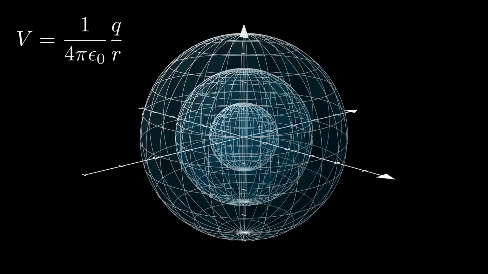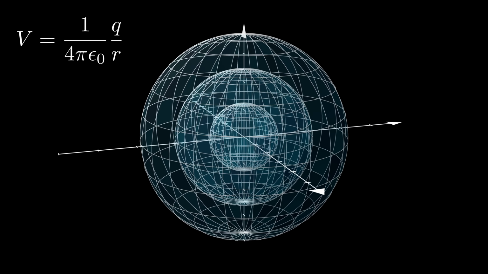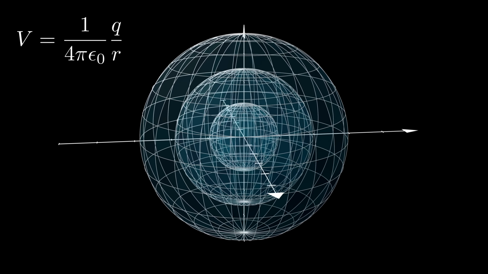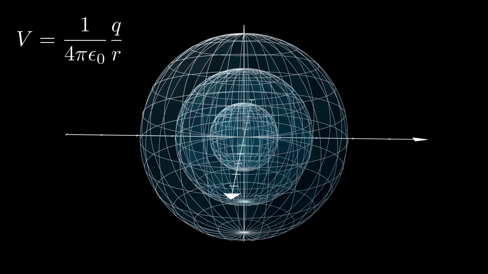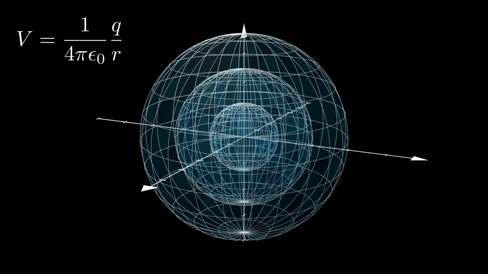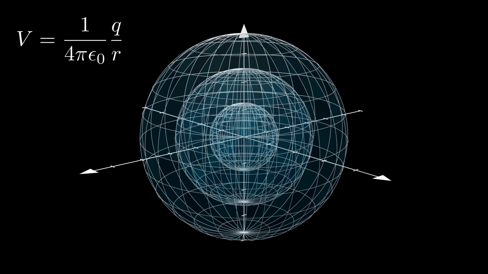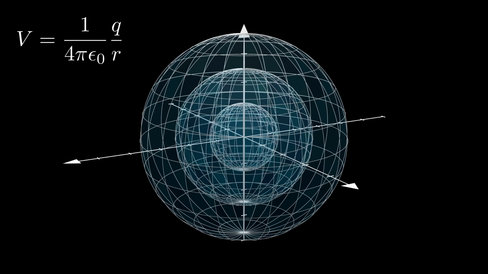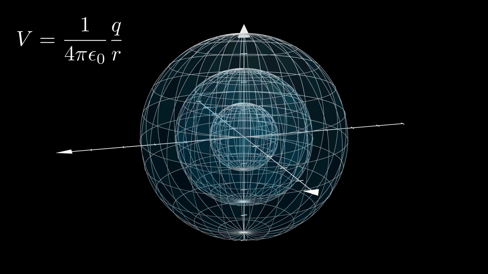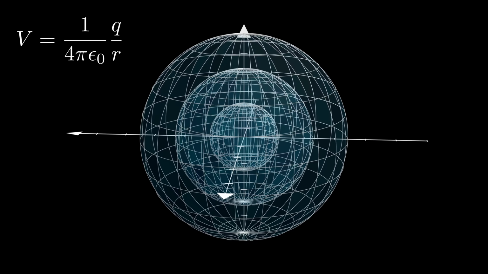Module 4 focuses on electrostatic potential and energy. Just as a ball has gravitational potential energy when lifted, a charge has electrostatic potential energy in a field. Potential is a scalar quantity, which makes it much easier to work with than vectors. In this 3D view, we see equipotential surfaces. These are regions where the potential is the same everywhere.